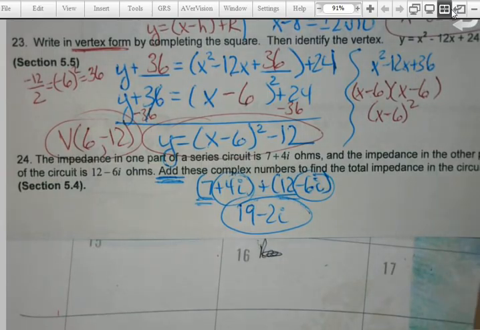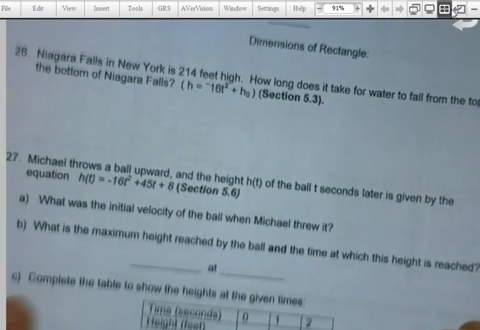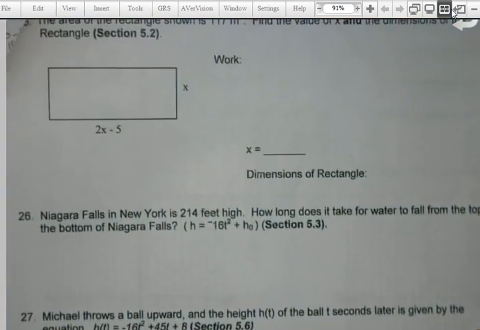20 who? Oh, I'm typing. Wait a minute. Let's go to the next page. All right, let's see here. All right.